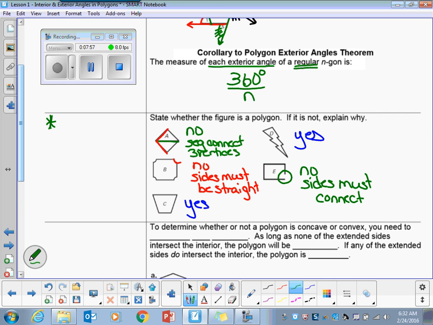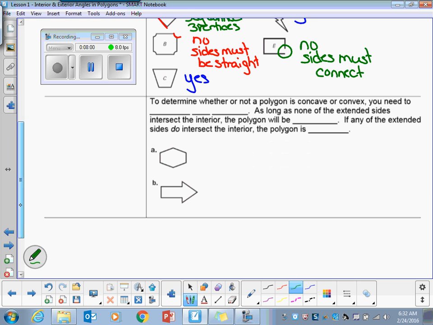All right, hopefully that's a review from elementary school. You need another guiding question here. How do we determine whether or not a polygon is concave or convex? Well, to do that, you extend the sides. As long as none of the extended sides cross the interior, the polygon is convex. If any of the extended sides do intersect the interior, it is concave.